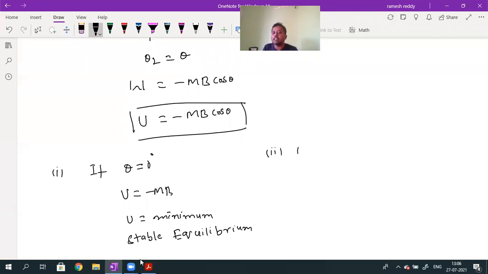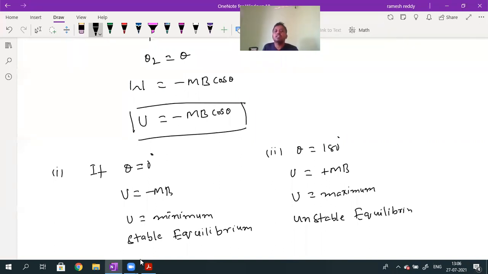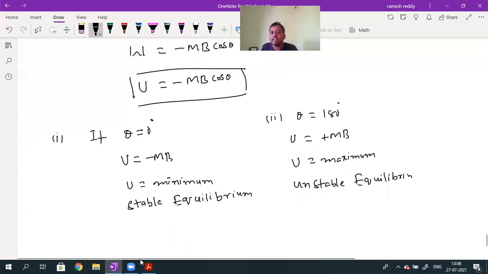And what about one more case? Whenever theta value is equal to 180, U value will be equal to plus MB, because cos 180 is minus 1. So U value will be maximum. Whenever the potential energy is maximum, this magnetic dipole or bar magnet is said to be in unstable equilibrium. So, stable equilibrium and unstable equilibrium.